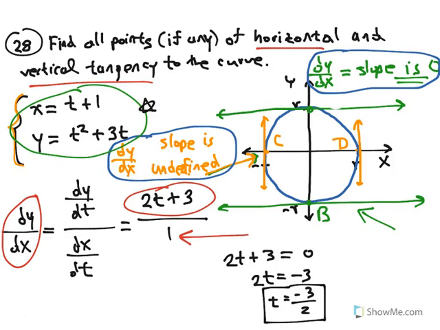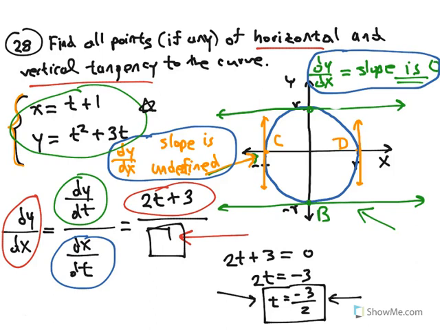Will there be any points at which the curve has a vertical tangent line? For that to happen, dy/dx, or slope, has to be undefined, and that would happen whenever dx/dt is equal to 0, but dy/dt is not equal to 0 at that same value of t. That doesn't happen for our problem because dx/dt is always a constant 1. So this curve does not have any points of vertical tangency, but it does have a point of horizontal tangency at t equal to negative 3/2.